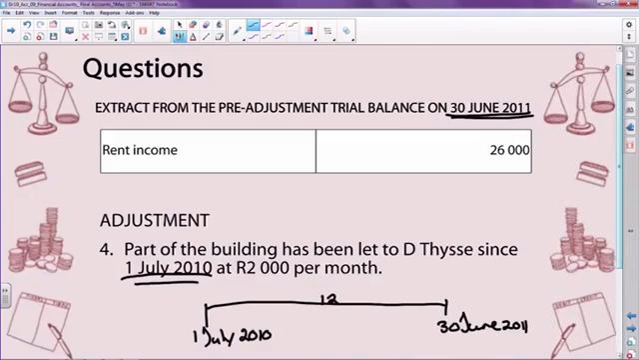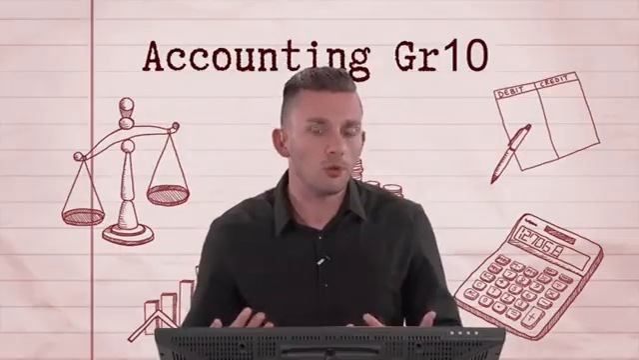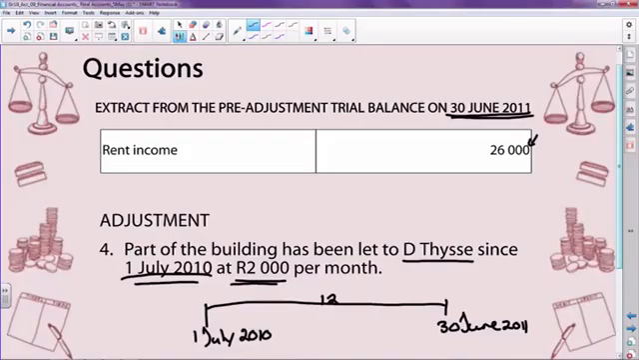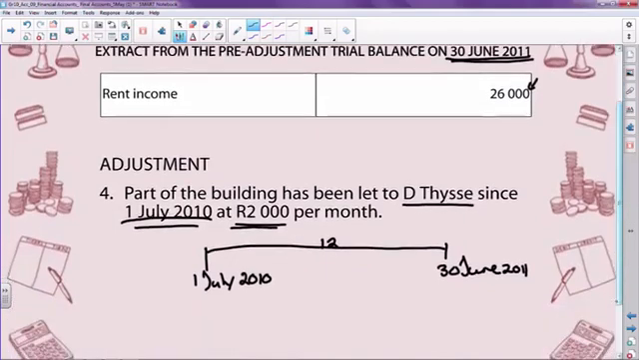But now let's look at the adjustment. They say part of the building has been let to Gr10 since the 1st of July 2010 at 2,000 Rand per month. Now, again, I'm not telling you how much your full income will be, because you are letting this piece of building to Gr10 and she needs to pay 2,000 Rand. But for how many months should we have received? Only 12. Now, if you go and look at the figure here, you'll see the figure is 26. Now, let's see. In a perfect world, we will have 12 months times 2,000, and that will give you an income for the year of only 24.